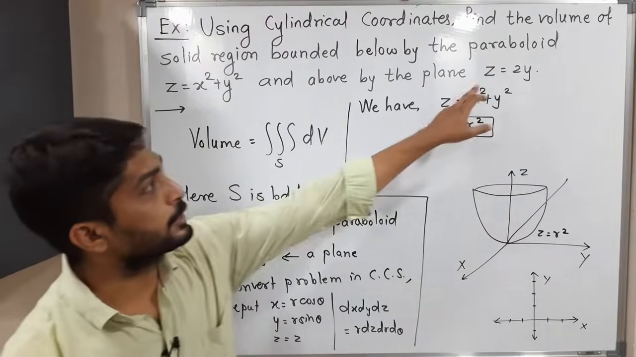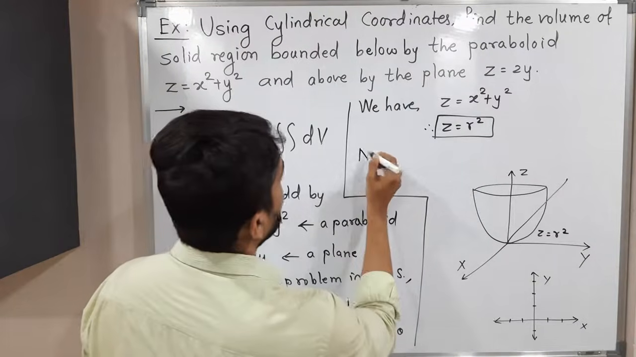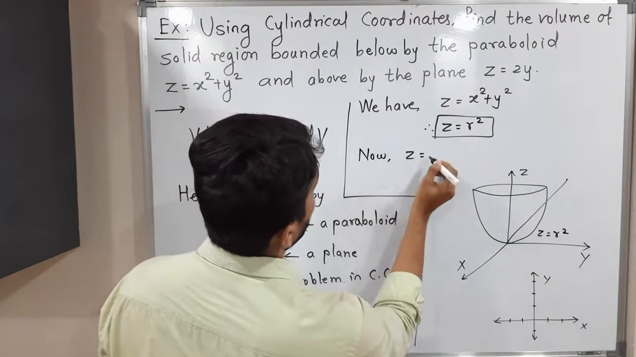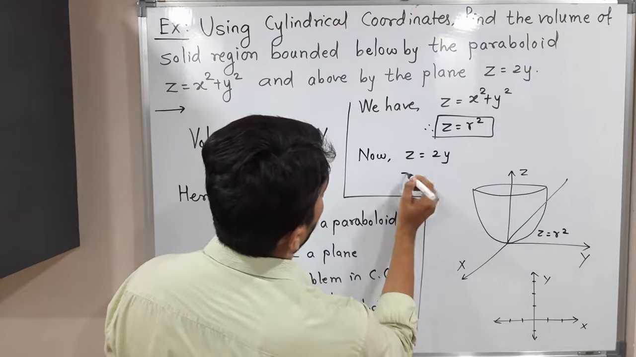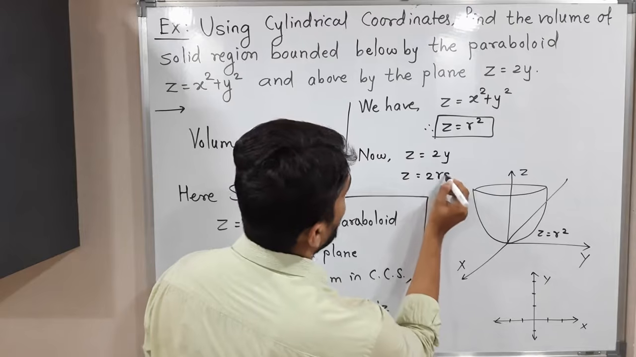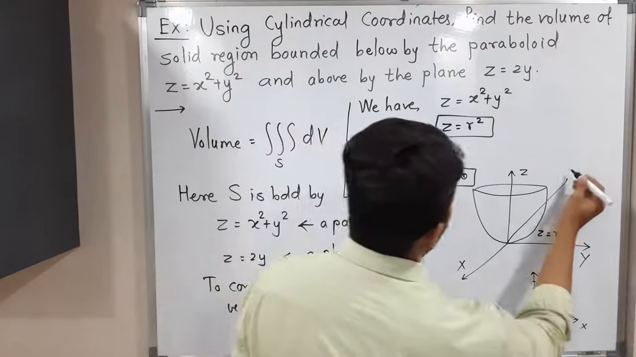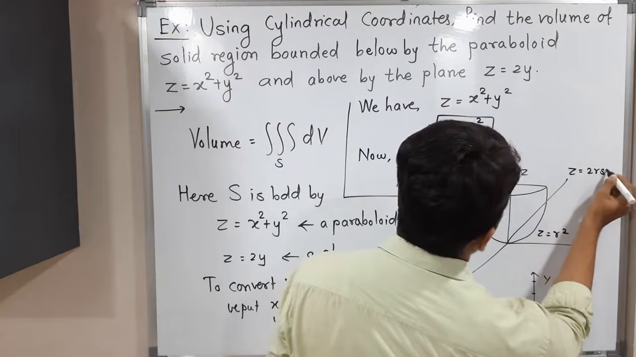After that, we have the equation of the plane. Let us convert it into the cylindrical coordinate system. What is the second equation? We have z is equal to 2y. So let us put y is equal to r sin theta. z is equal to 2r sin theta. This is the equation of that plane. Let me write it here: z is equal to 2r sin theta.